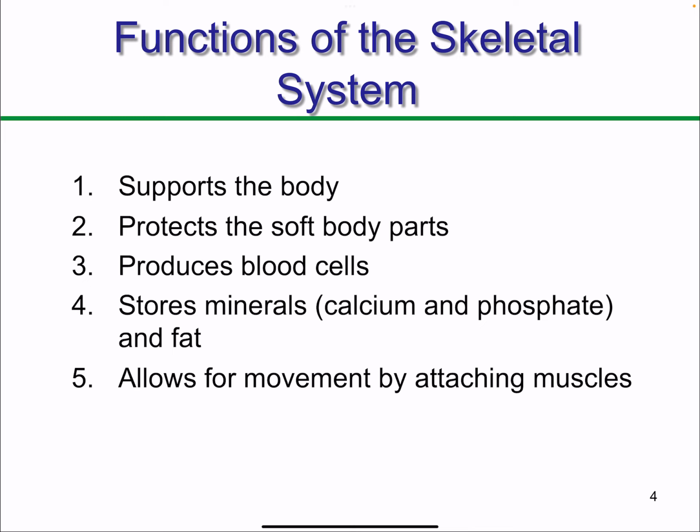Now, we looked at the circulatory system, and as part of the circulatory system, we looked at the blood, and we said that the blood cells originate in the red bone marrow, and that red bone marrow is found at the extremity of long bones. Please remember that. So the skeletal system is going to play a very important role in producing blood cells.